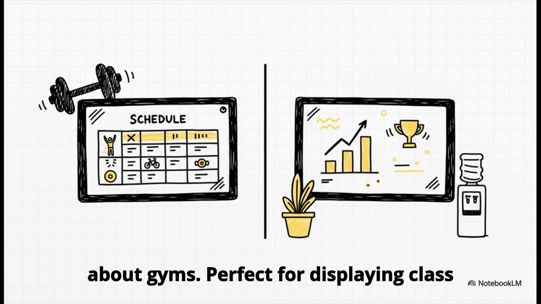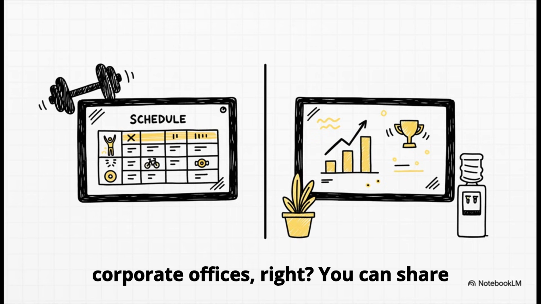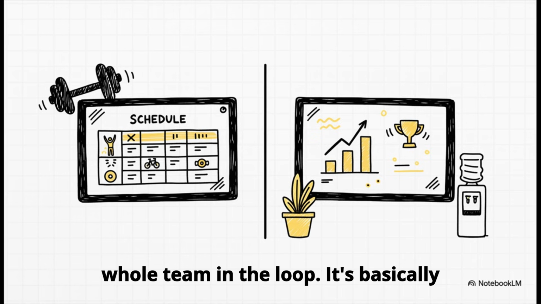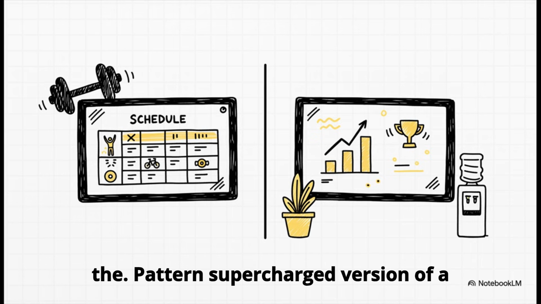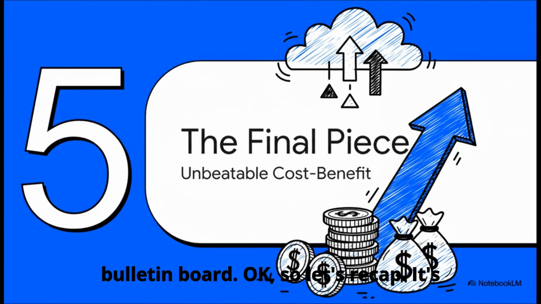Think about gyms, perfect for displaying class schedules and new member promos. Or even corporate offices, right? You can share company news and updates, keeping the whole team in the loop. It's basically the modern supercharged version of a bulletin board. Okay, so let's recap. It's simple to set up, it's super powerful, and it's incredibly versatile.